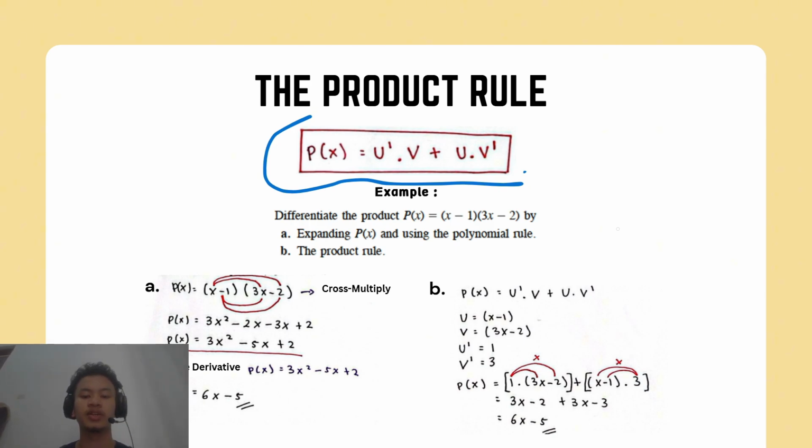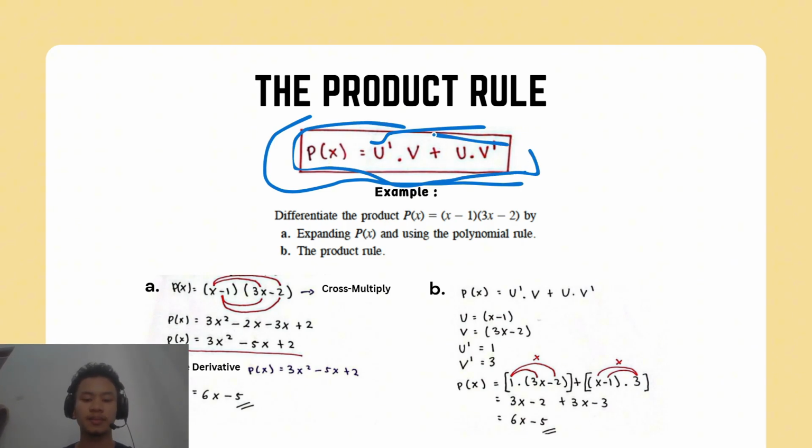Okay, let's move to the product rule. This rule is used when you have two functions multiplied together. If you have a product of two functions, say u(x) and v(x), the derivative of their product is the derivative of the first function multiplied by the second function plus the first function multiplied by the derivative of the second function. We write this as this.